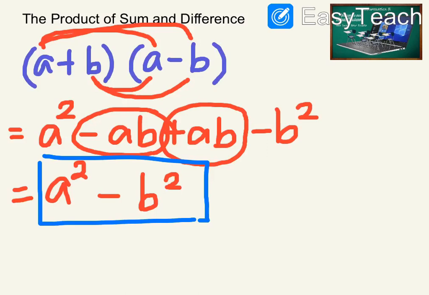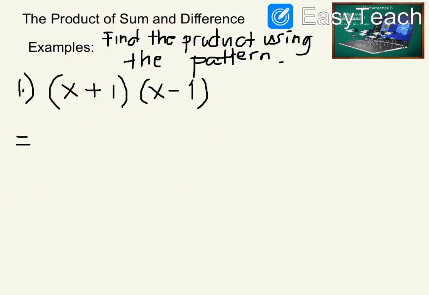So all you have to do, you're going to multiply the first term times the first term, then last term times the last term, if they are sum and difference, no? If only if they are sum and difference. Okay, so let us have an example.